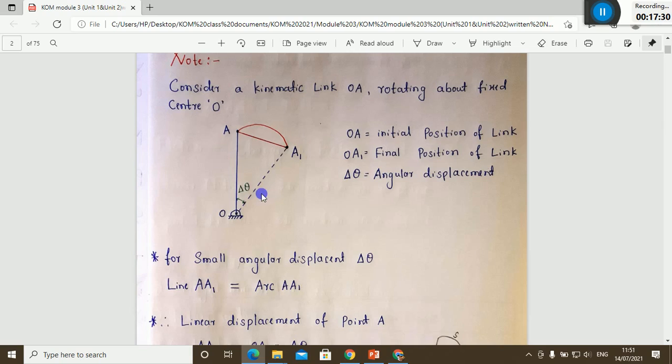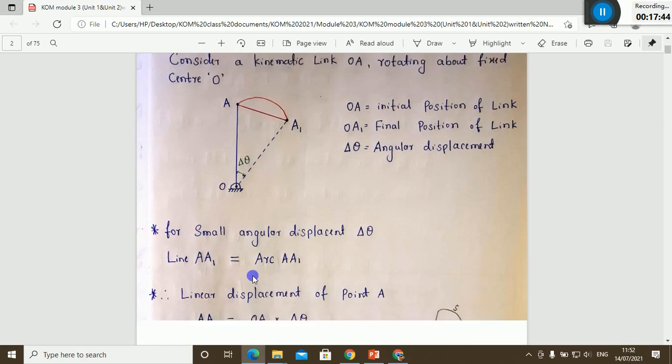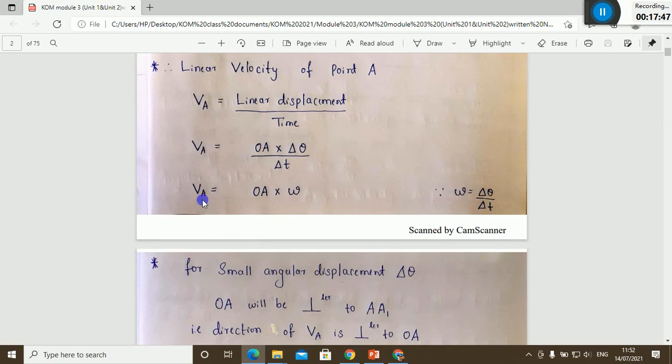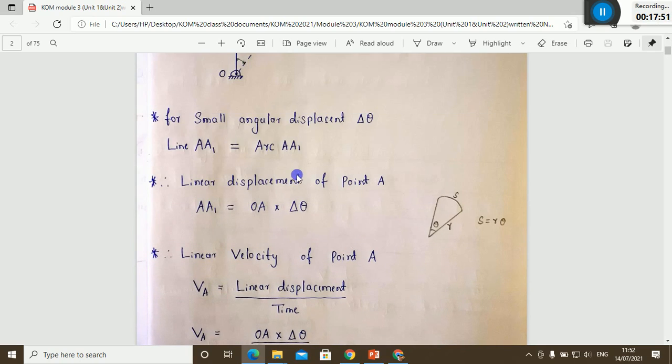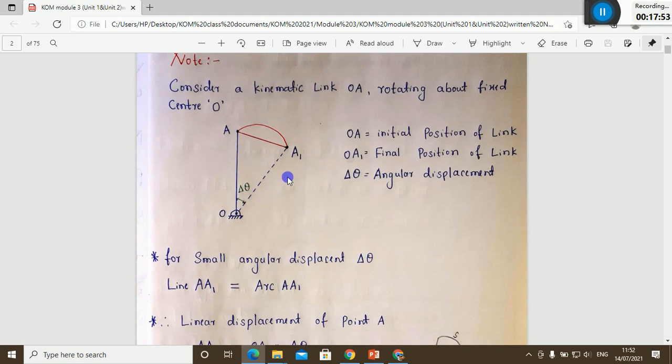Just make a note: whenever the angle is very small, I can consider the length of the straight line AA1 and the length of the arc as almost the same. So based on this, I'll get the velocity of point A. This derivation is not required because you will not get any question on the derivations in the examination. So only take care of the formula.